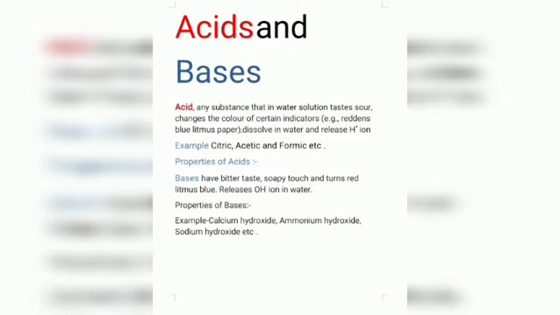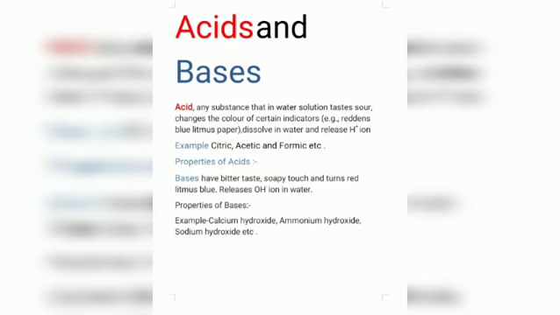Water soluble bases are called alkalis. The bases which dissolve in water are called alkalis. Now let's talk about properties of bases. Bases are conductors of electricity. They evolve hydrogen only with certain metals.